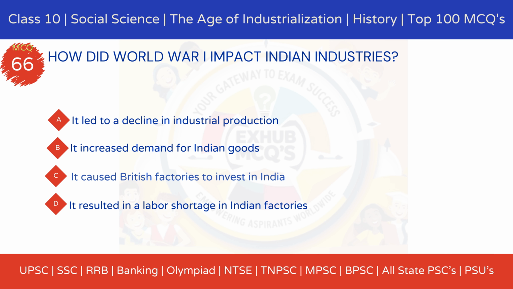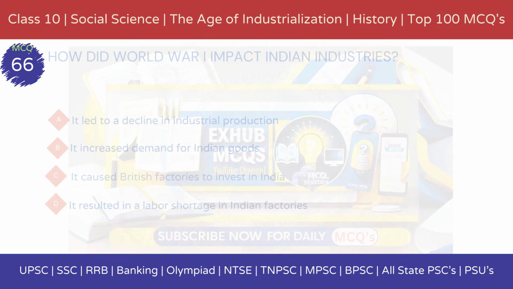Option A. It led to a decline in industrial production. Option B. It increased demand for Indian goods. Option C. It caused British factories to invest in India. Option D. It resulted in a labor shortage in Indian factories.